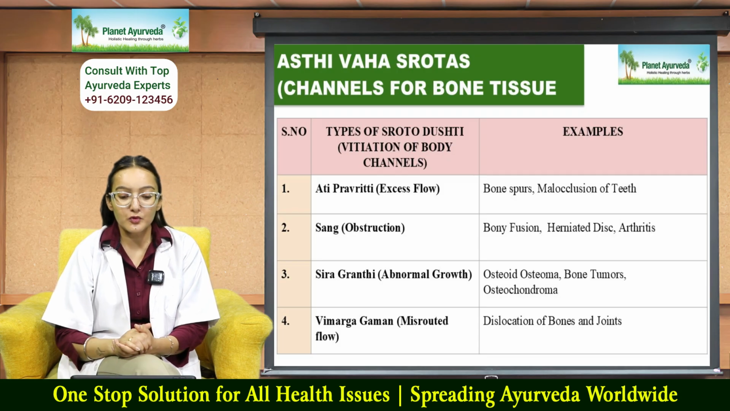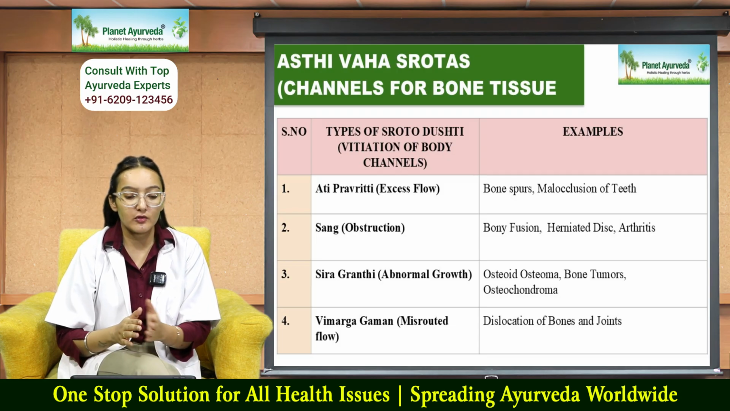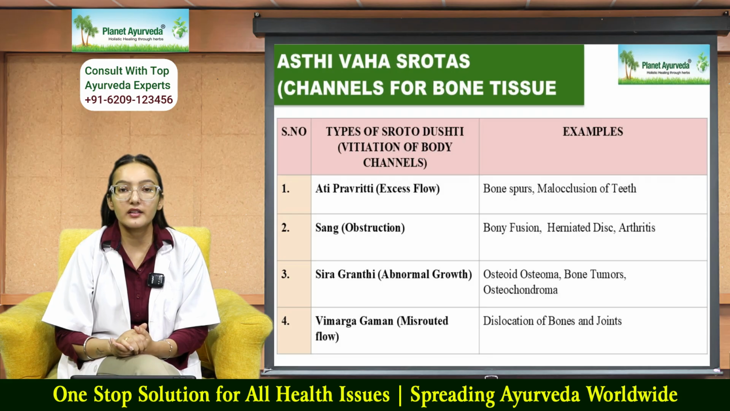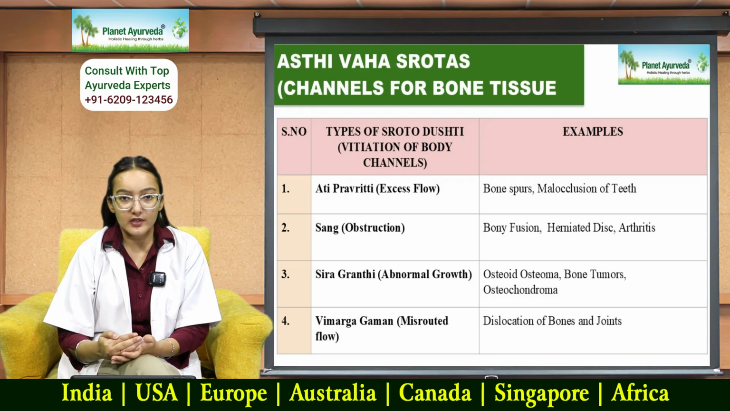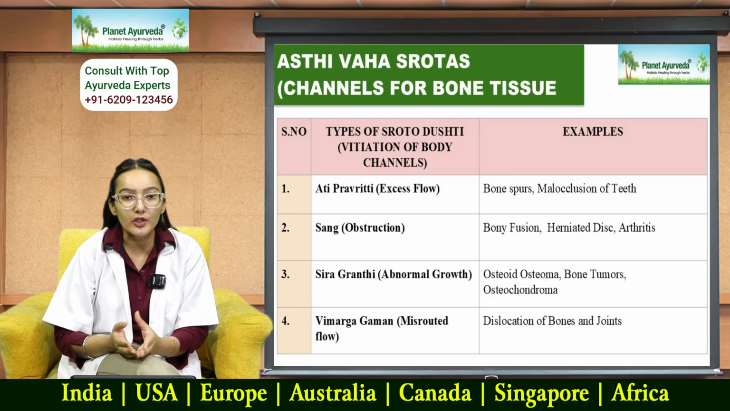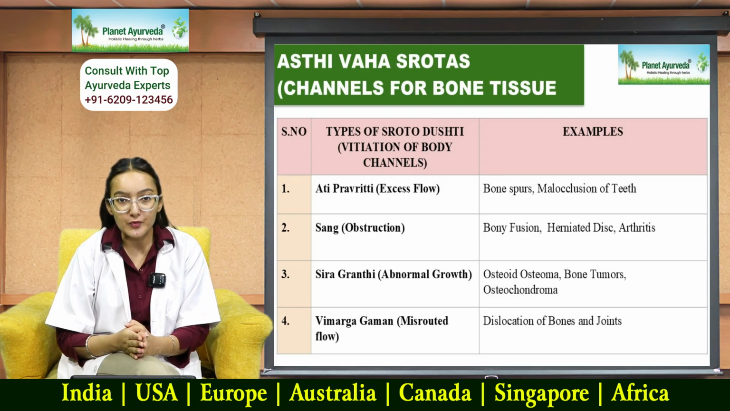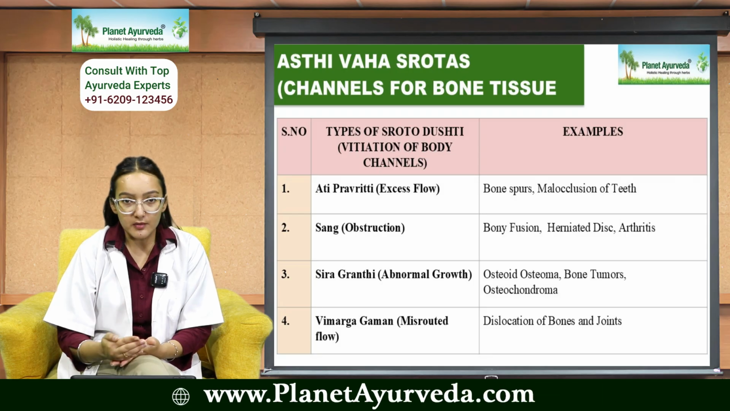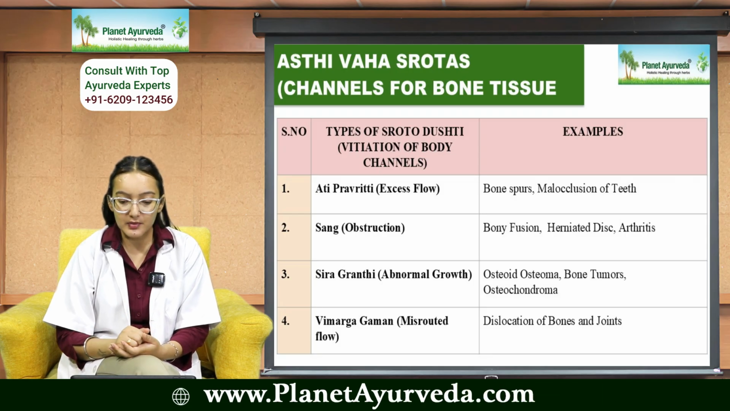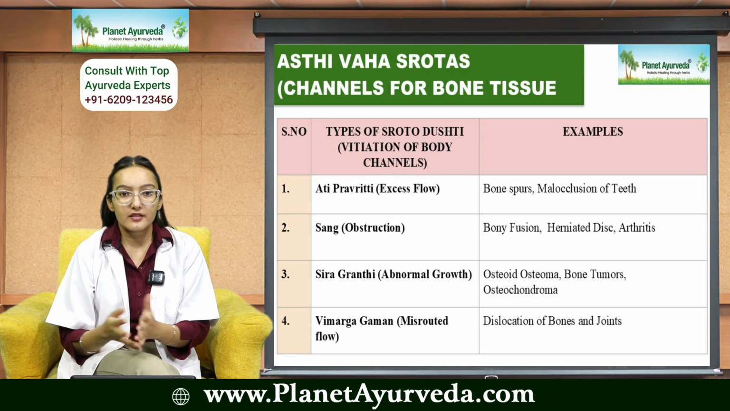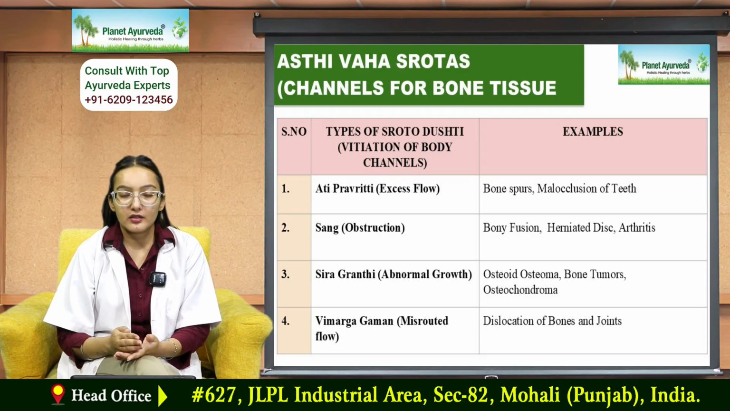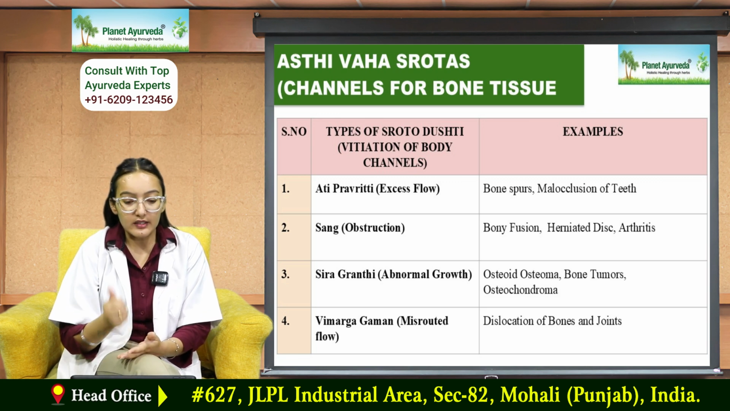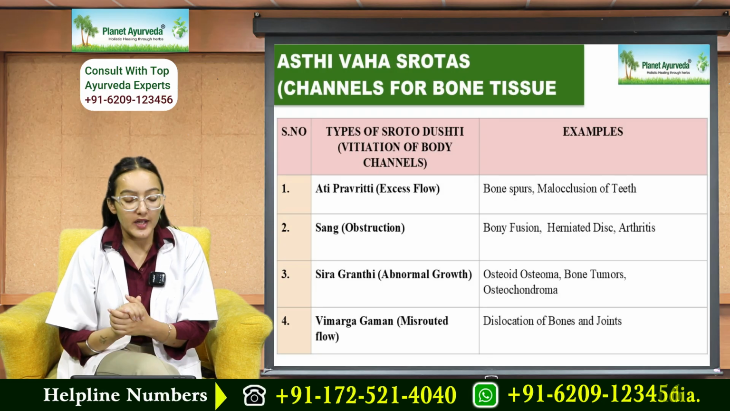Then come the types of Srotodushti, Vishesan of body channels, particularly related to Asthivah Srotasa, and their examples. If there is Ati Pravritti, or excess flow of these channels, if there is more nutrition to the bony tissue, then what happens? There will be extra bone development. Here the examples are bone spurs, which is extra bone development. Then comes malocclusion of teeth. Somebody has more than 32 teeth. That is also an example of excess flow.